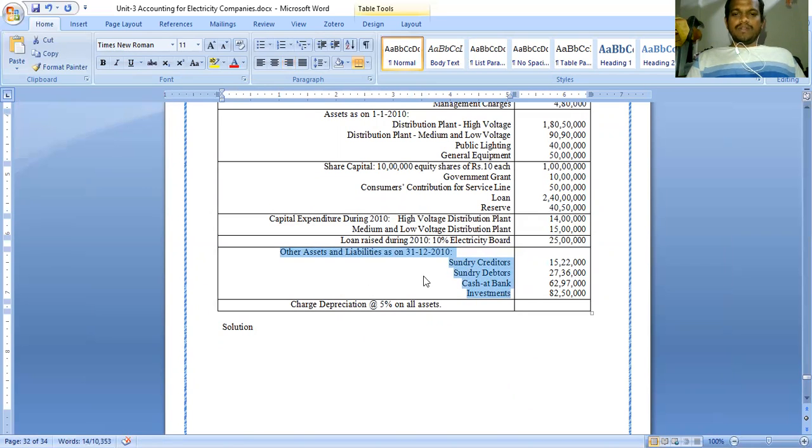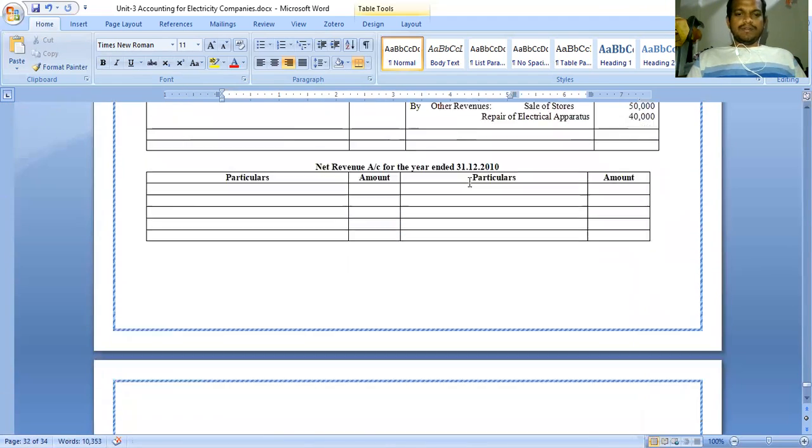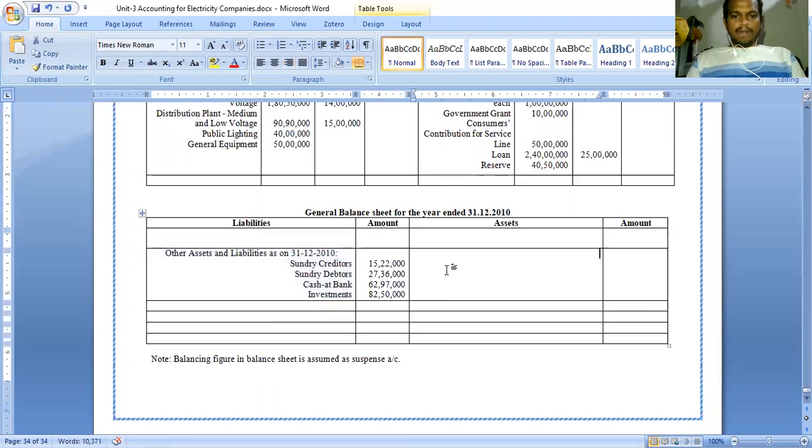Assets and liability as on 31st December 2010. So these are all current assets as well as current liabilities. In the sense we have to mention this in the general balance sheet. So general balance sheet. Don't worry, I'll mention only liabilities.